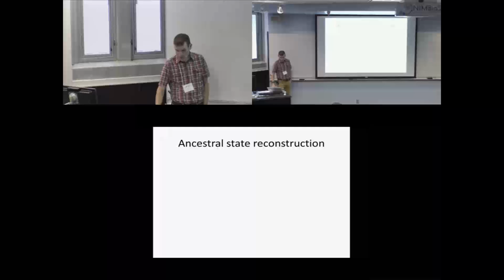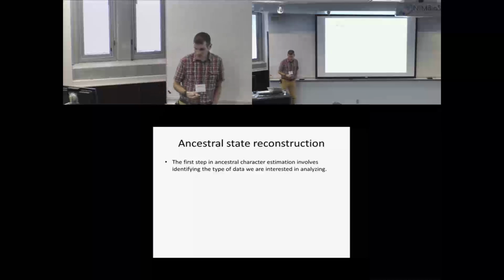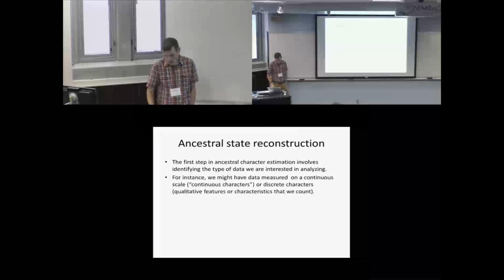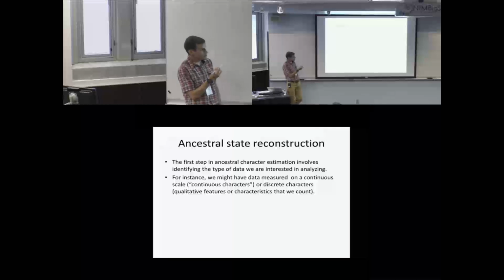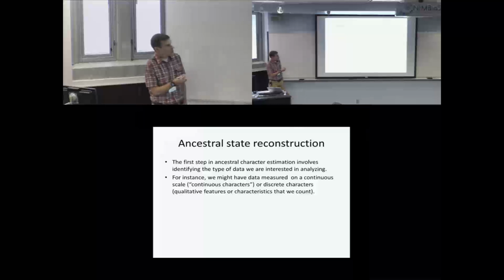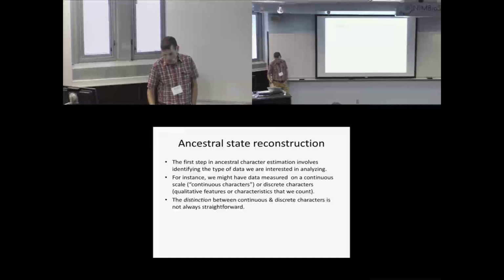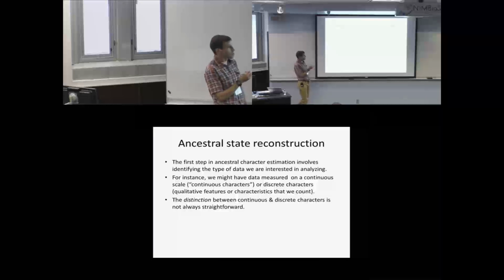And I'm going to talk about both what we call continuous and discrete characters. And so the first step in reconstructing ancestral states is to identify the type of data that we're interested in analyzing. And usually this is relatively straightforward. If we have, for instance, data that's measured on a continuous scale, then we use a continuous character model. And so body size, we might imagine, is measured on a continuous scale. But I don't think I need to tell you guys this, that the distinction is not always straightforward.